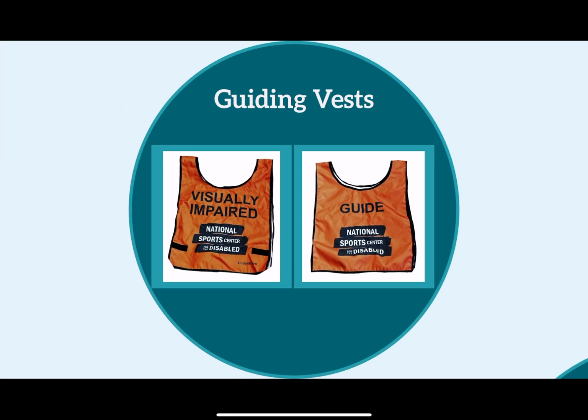During lessons, the participant and instructor will both be wearing bright orange vests labeled guide and visually impaired to warn other skiers on the mountain to keep a safe distance. The orange color is also easier for the participant to see if they are being guided using visual cues.